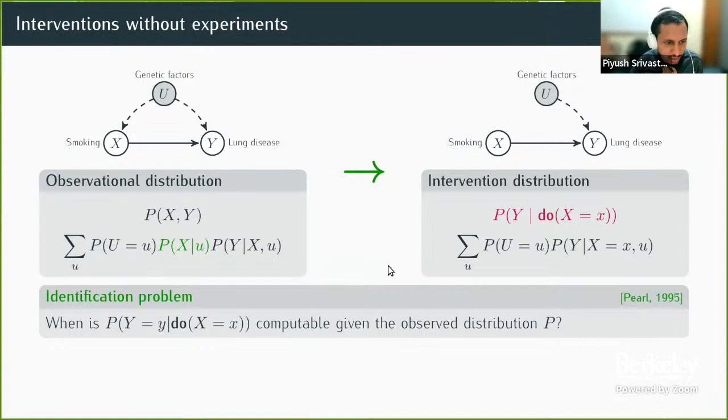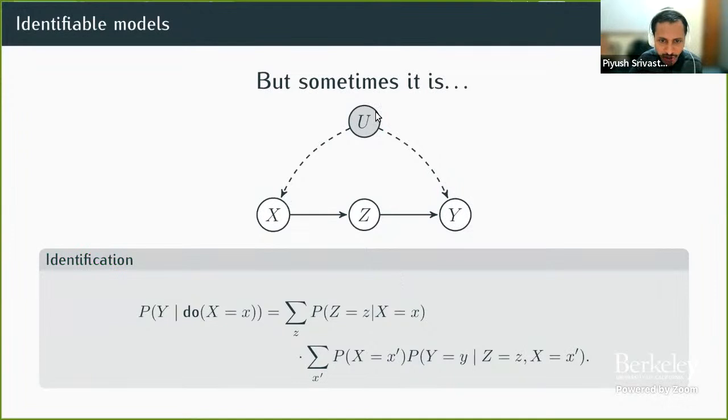The identification problem is, when is this right-hand side expression computable given just the observed distribution P? That's the identification problem. It's not always possible, but sometimes it is. In particular, the model I showed you is one of the first examples where it is. You can actually get the intervention distribution from just the observation. Notice that on the right-hand side, you only have observed margins, things that can be computed as functions of the observed margins. So somehow you are able to remove the effect of U.